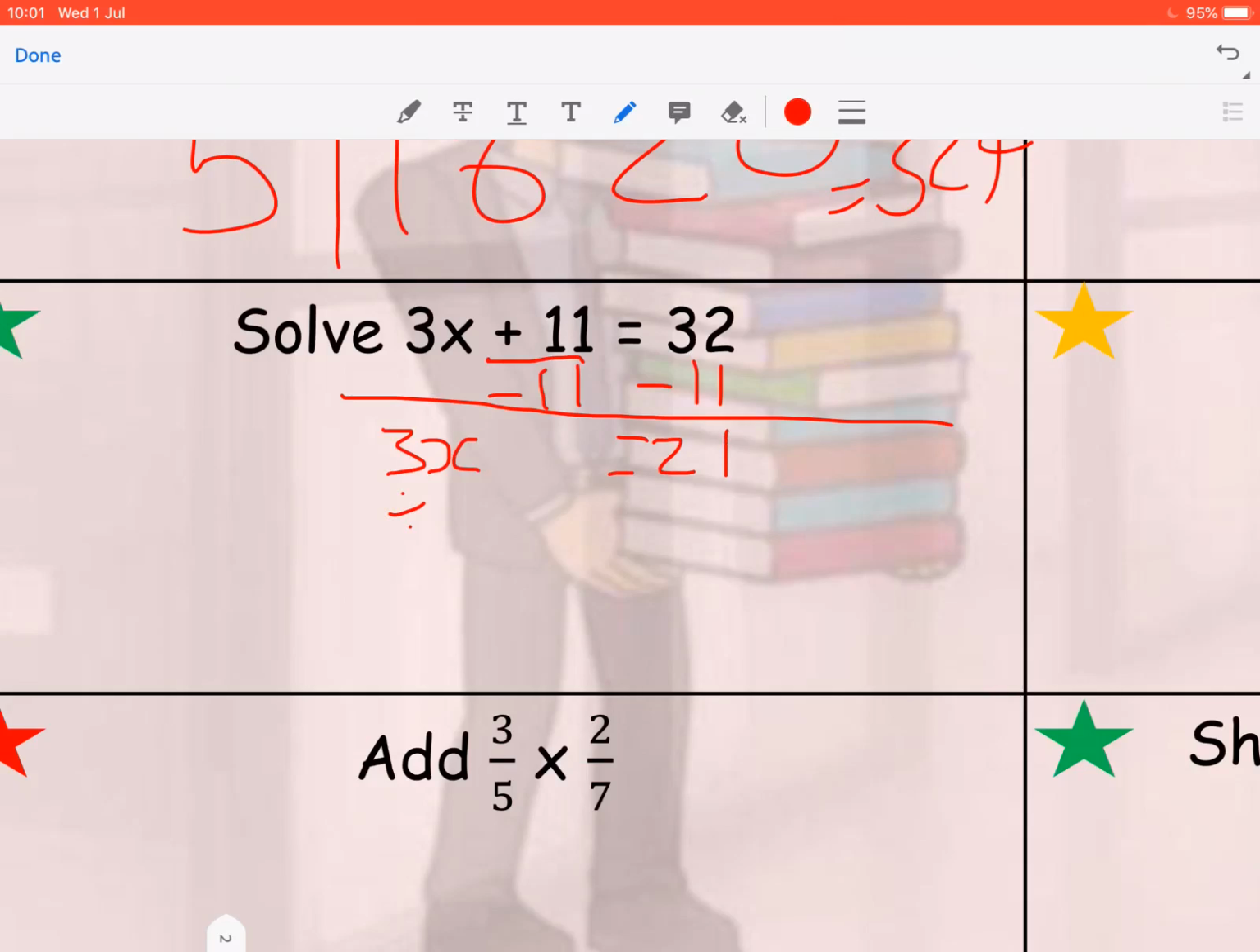3x is 21. If I divide both sides by 3 just to get one lot of x, I end up with x equals 7.